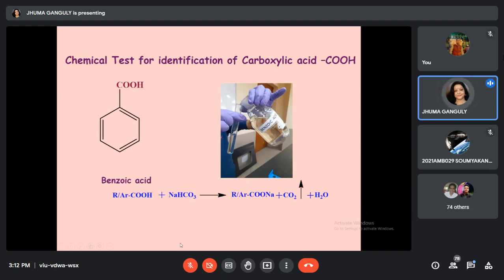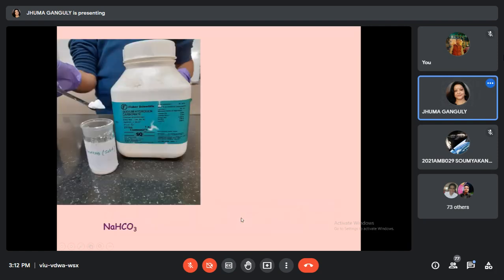Then what is the chemical reaction? What is the aliphatic and aromatic you can take? With bicarbonate, the sodium salt is produced and gives the carbon dioxide effervescence. And for benzoic acid, sodium benzoate is formed. So we take the solid sodium bicarbonate sometimes, and sometimes a solution. Benzoic acid is soluble in hot water, and in water it is also partially soluble.